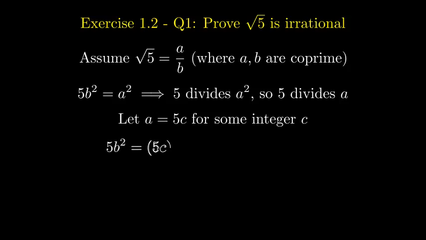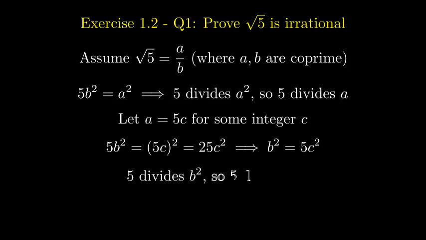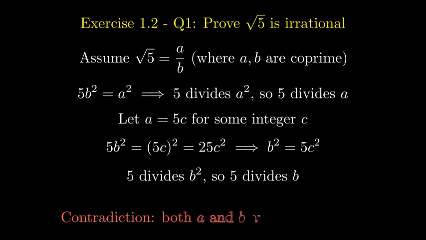By Theorem 1.2, since 5 divides a squared, 5 must also divide a. Let a equal 5c for some integer c. Substituting, 5b squared equals 25c squared, so b squared equals 5c squared. Now b squared is divisible by 5, so b is also divisible by 5. But both a and b being divisible by 5 contradicts our assumption that they are coprime. Therefore, the square root of 5 is irrational.